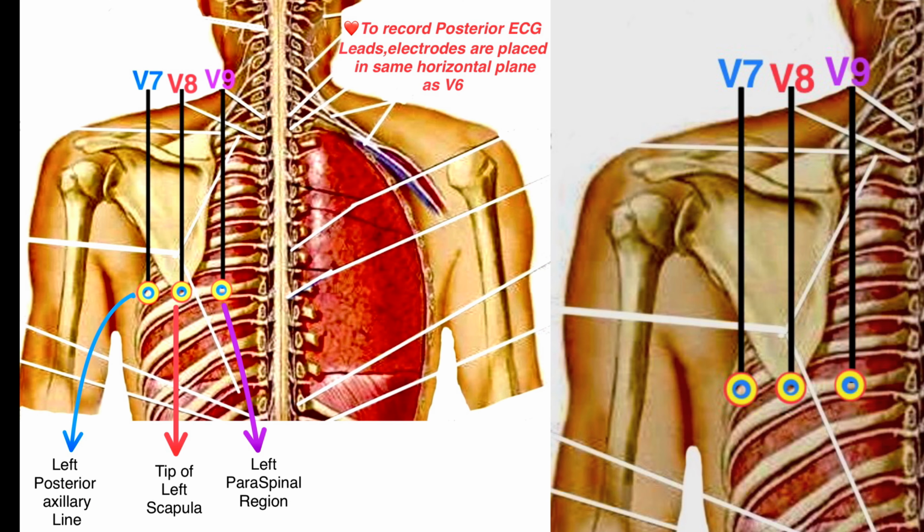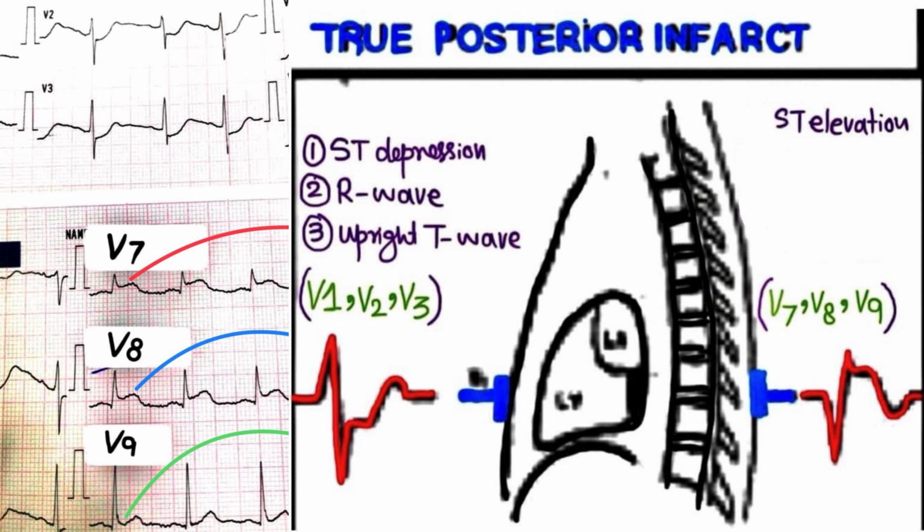In order to record posterior ECG leads, electrodes are placed in the same horizontal plane as V6. V7 is placed in left posterior axillary line, V8 is placed at the tip of left scapula, and V9 is placed in left paraspinal region. There are ST segment elevations in lead V7, V8 and V9. So this is true posterior wall MI and not NSTEMI.